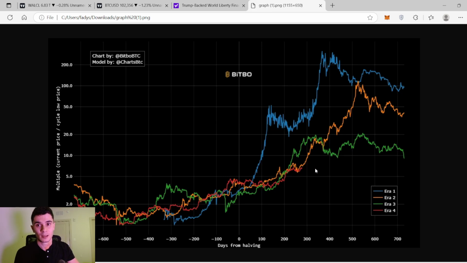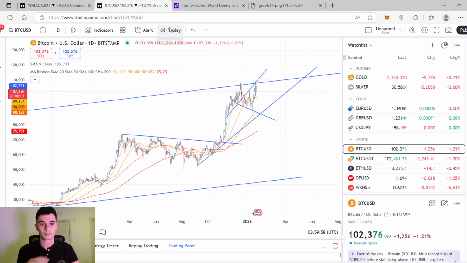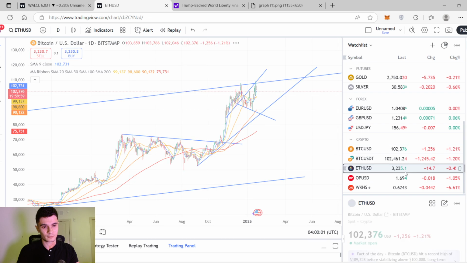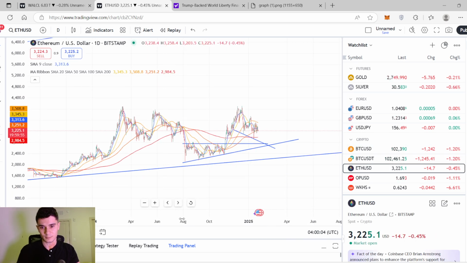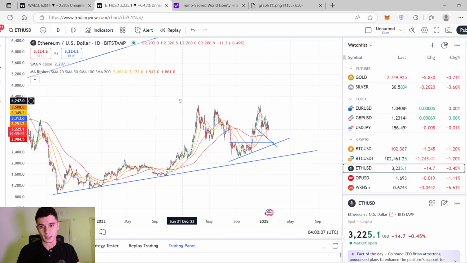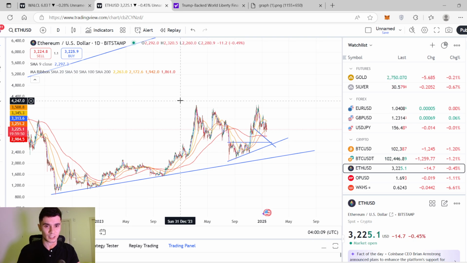Okay, so now let's talk about altcoins. So let's talk about Ethereum. I know a lot of you guys are curious about Ethereum, and it's still kind of not performing as well as we expected it to.